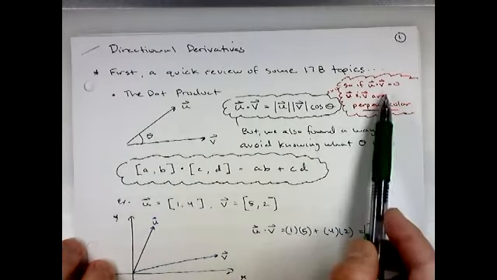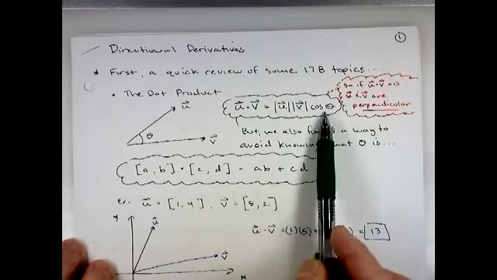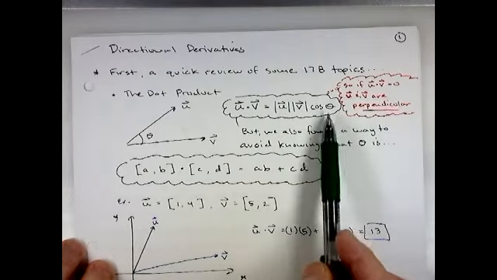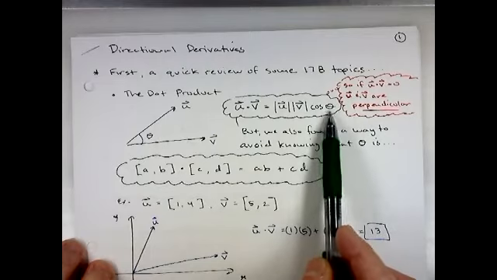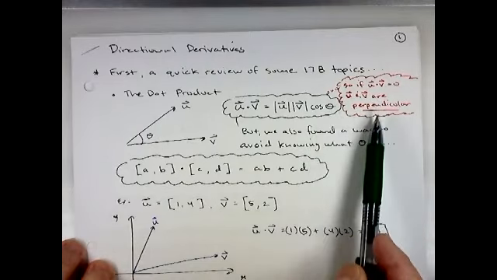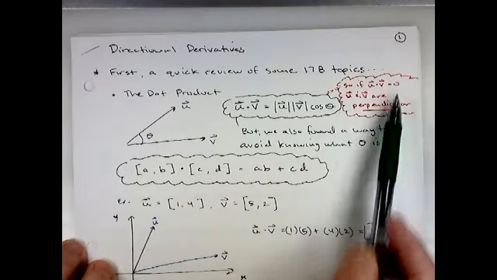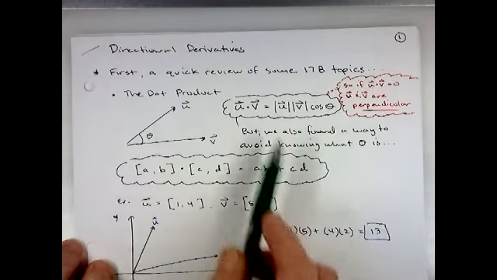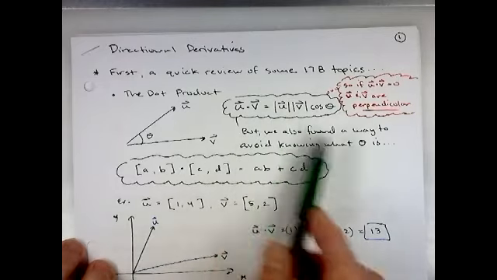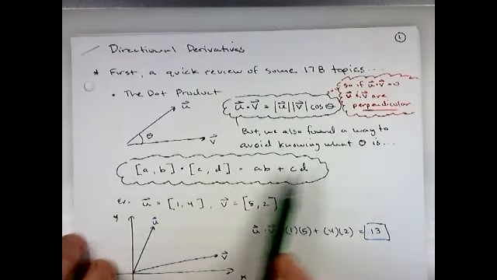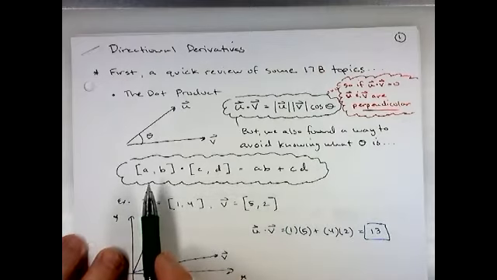And remember, because the dot product involves the cosine, if the angle is 90 degrees or pi over 2, the cosine is 0, and you'll get a dot product of 0. That was one way to tell that two vectors were perpendicular, if their dot product was 0. So this is the definition of the dot product. And then we figured out a way to find the dot product of two vectors without actually knowing the cosine of the angle between them.